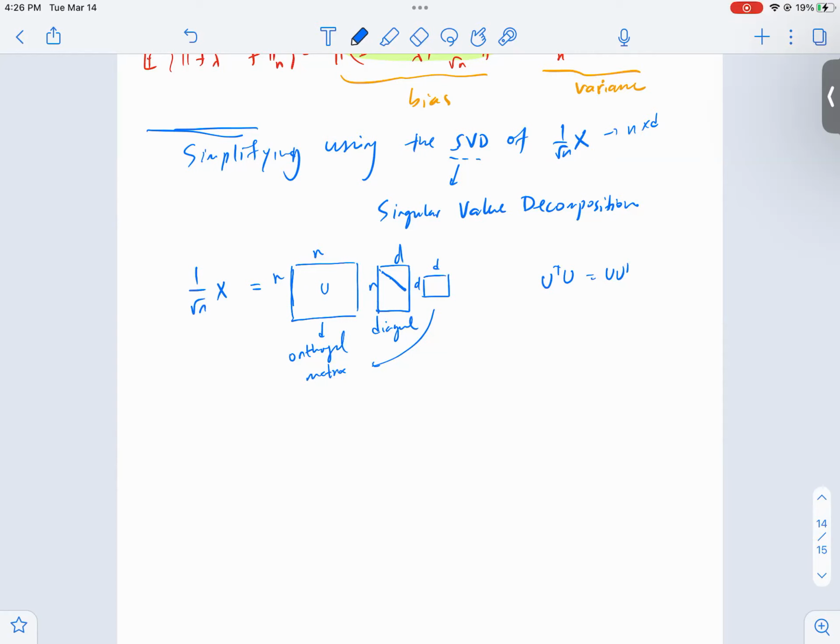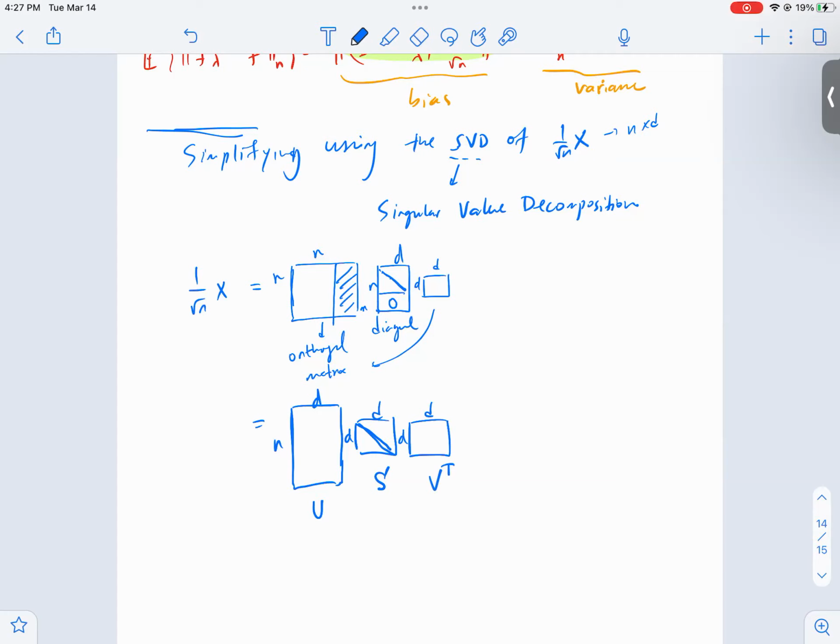I'm not going to spend too much time on this because I don't want this version. There's a different version, which is called thin SVD or reduced SVD. Because this part is going to be 0 completely, I'm just going to drop this N minus D part here, and I'm going to drop the part which corresponds to that. So I end up with a version which is N by D, and D by D here, and D by D here. Now this is really a diagonal matrix. I'm going to call this S, this U, and this V transpose.